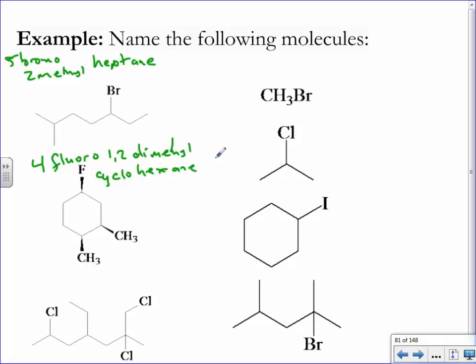Quick reminder, just because you see a hexagon doesn't mean it's benzene, by the way, right? If there's no circle in the middle, it's a cyclohexane. There is a difference.